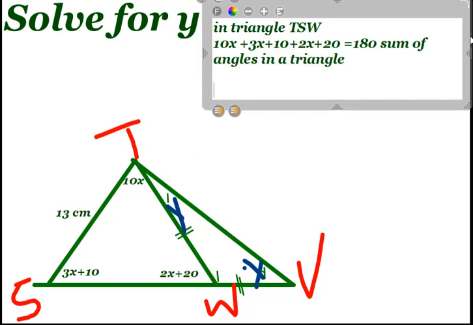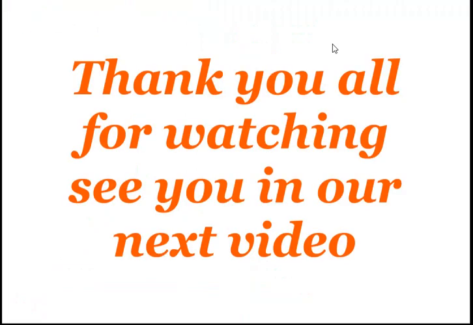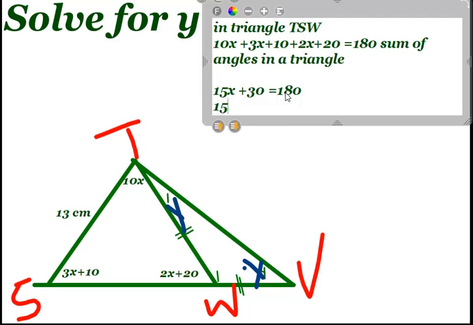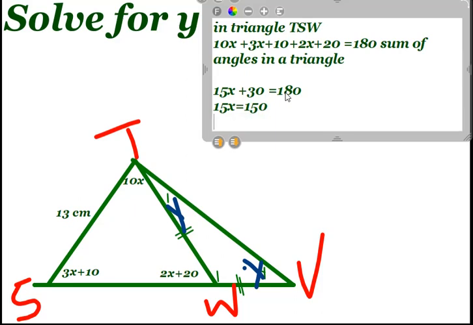And so if we solve for x, we can add all the stuff on our left. So 10x plus 3x is 13x, plus 2x, so we have 15x on this side, plus 10 plus 20 is 30, is equal to 180 degrees. So 15x plus 30 is equal to 180 degrees. And we put the x on one side, so 180 minus 30 is 150, and we have that x is equal to 10 degrees.